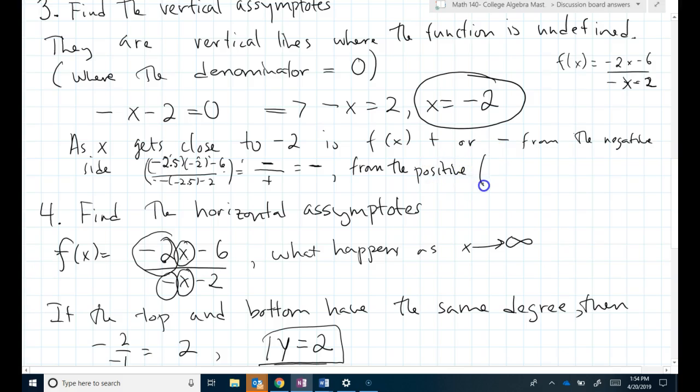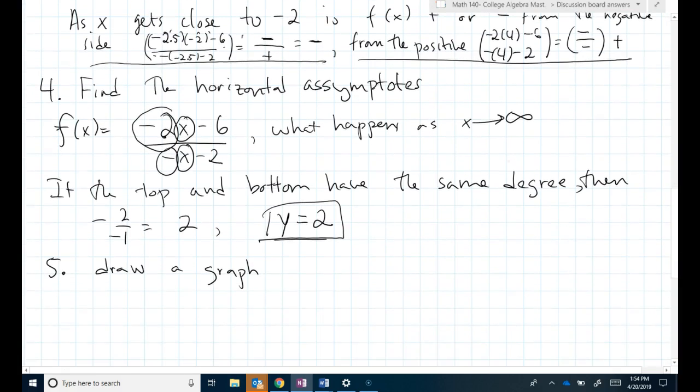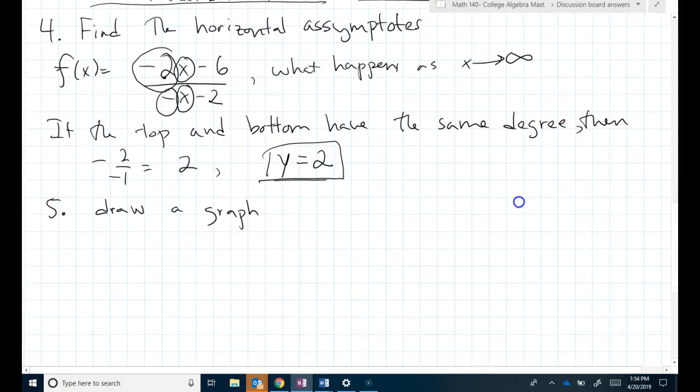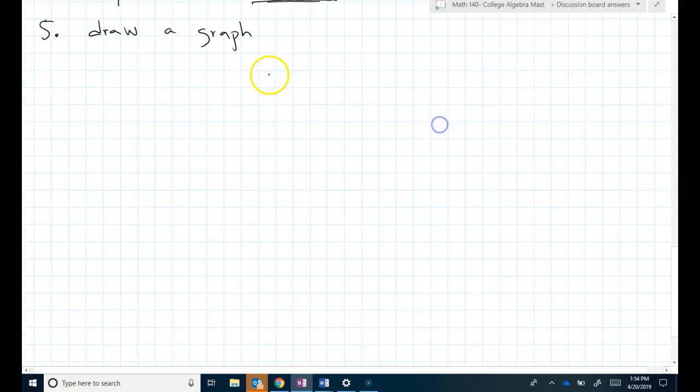From the positive, we're going to get negative 2 times 4 minus 6 over negative 4 minus 2. And that's going to be a negative over a negative, and so that's going to end up being positive. So that's just something to get: from the positive side of the vertical asymptote we get a positive value, and from the negative side we end up getting a negative. Just something important to remember. Now we're going to go through and draw a graph.